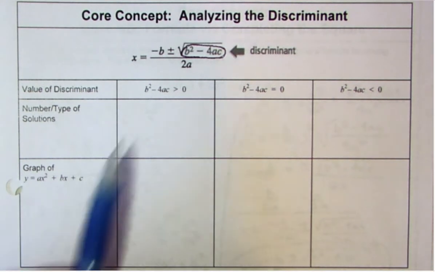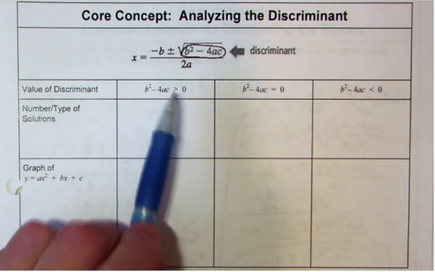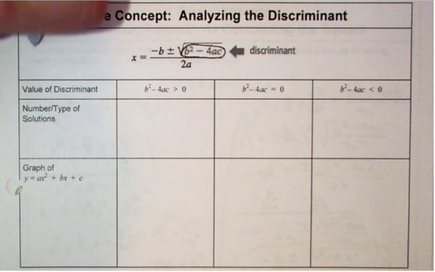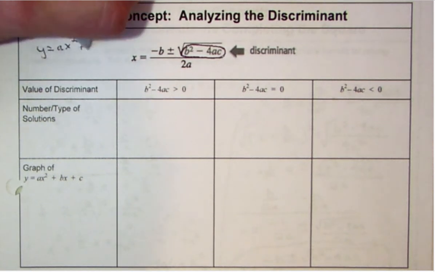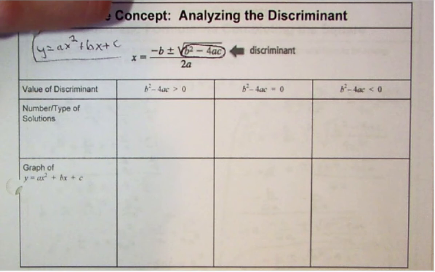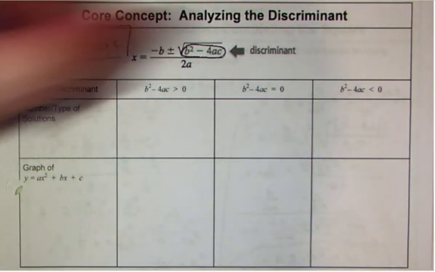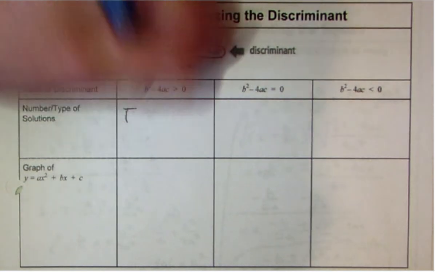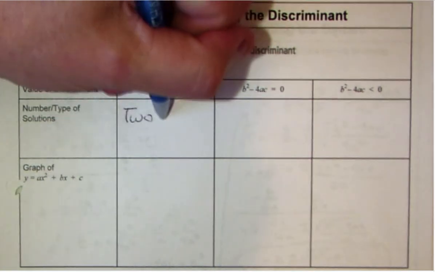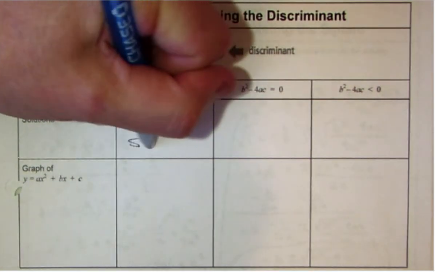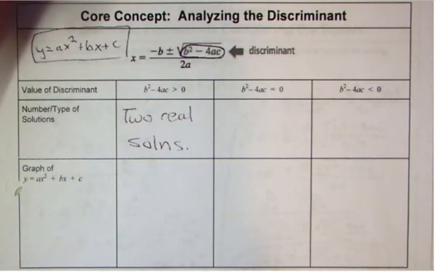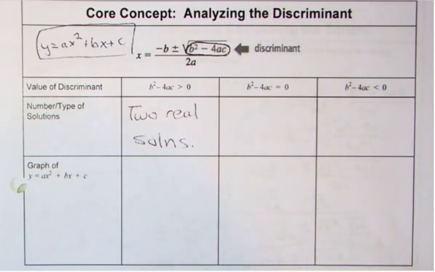If you were to chunk out b squared minus 4ac, and remember this is once again dealing with y equals ax squared plus bx plus c, our quadratic equation, if b squared minus 4ac is greater than 0, you're going to end up with what's called 2 real solutions. That means you're going to get an answer like 3 and 7. So your numbers are going to be real numbers.